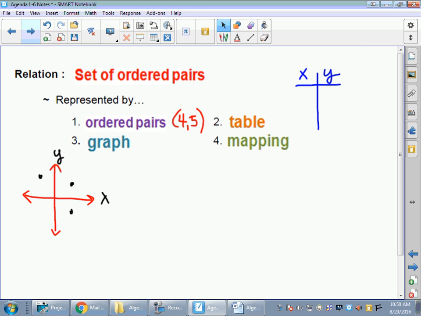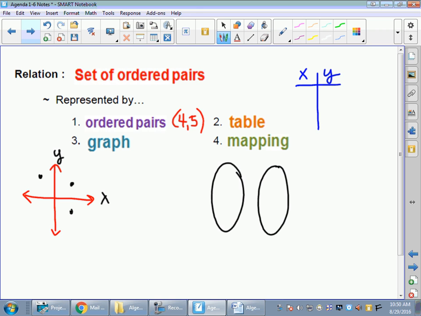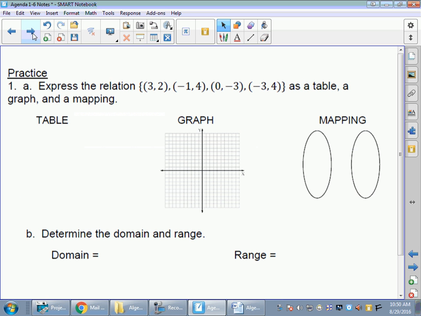Or we could make a mapping. Mapping is probably the one thing that's new, where we have 2 bubbles. The first one's an x bubble, the second one's a y bubble, and then we have values going out from the x to the y. Kind of a graphic organizer for ordered pairs. So we're going to spend some time going between those 4 different ways to represent a relation.